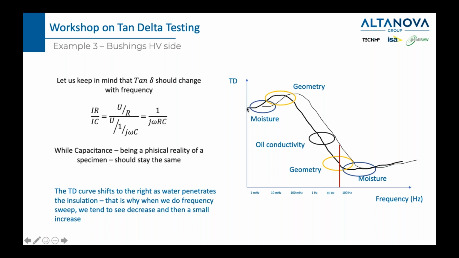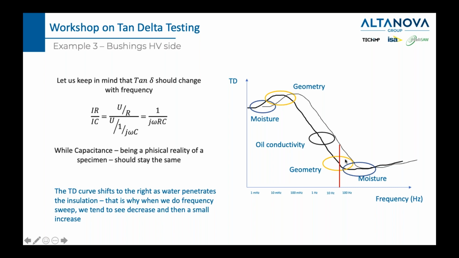You see the one which starts from the y-axis. So it would go like this, and this would be our 50 hertz. So from 50 hertz on, if you increase the frequency, you would get this type of curve. You see, it is a little bit bigger in the beginning, and then it starts to go up a little bit. But as the water gets inside, as the insulation becomes more degraded, this whole curve shifts to the right.